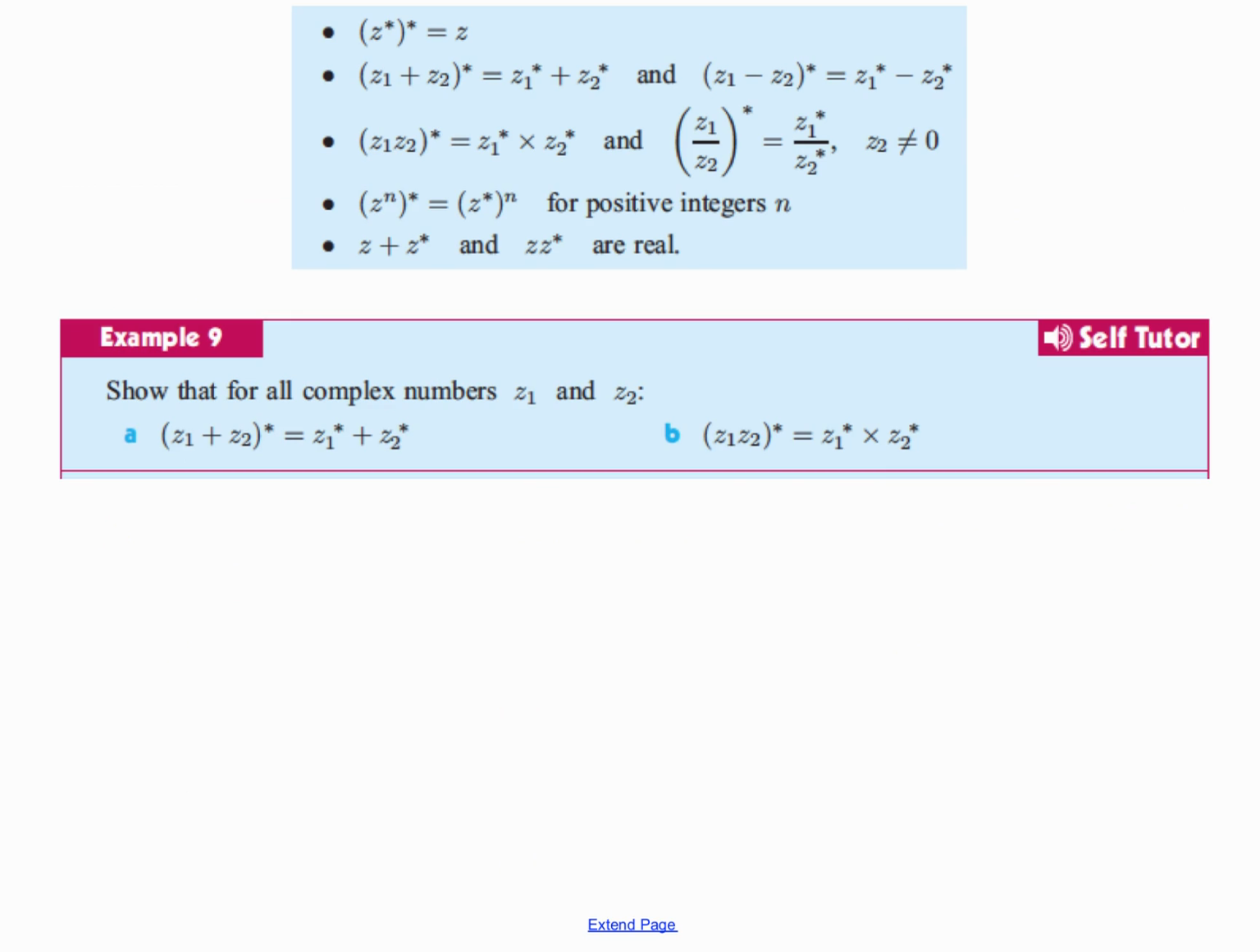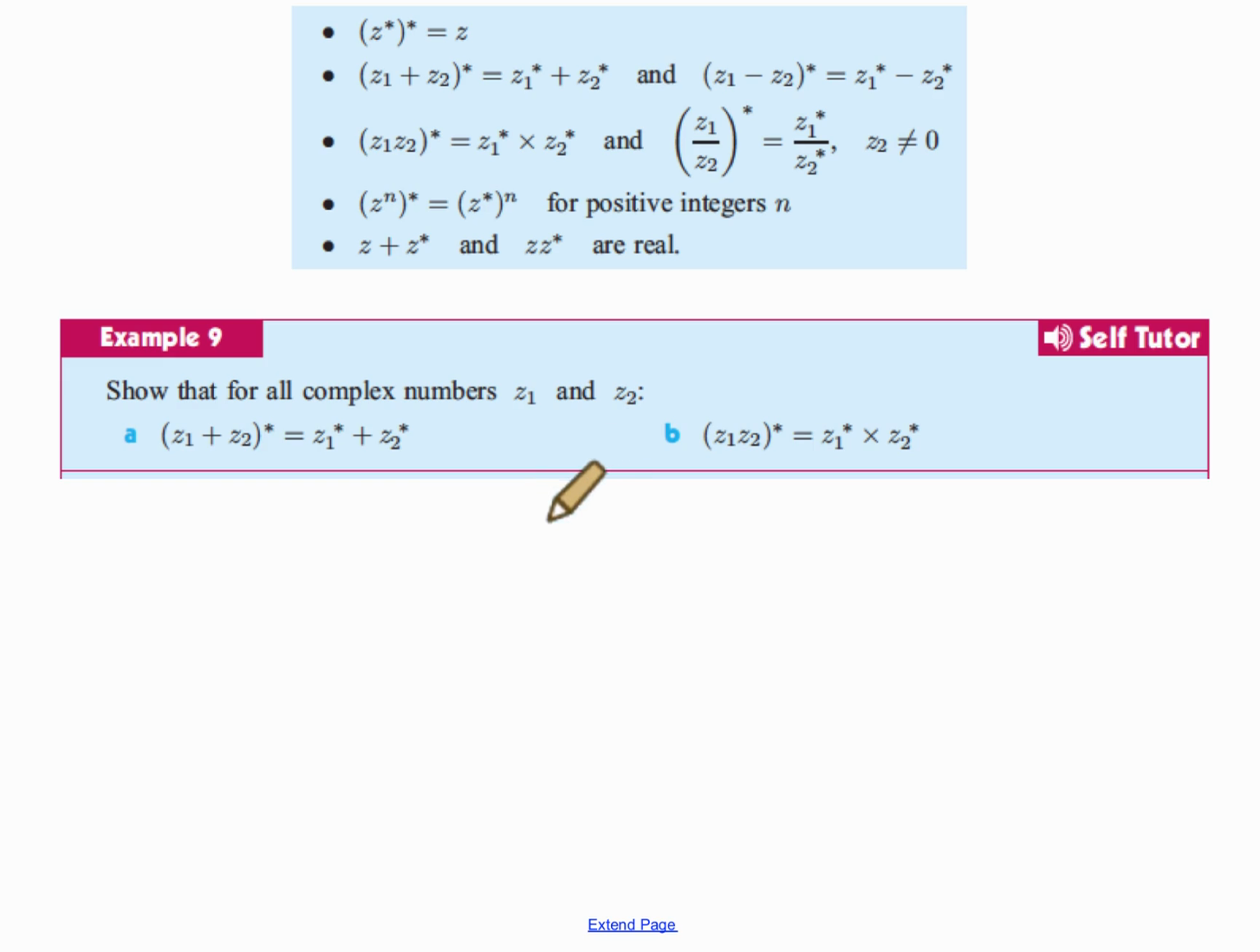Okay, so last example. Show that for all, well, let me go back up here. So in class, we'll talk about this, but we'll do a little bit of investigation, and we'll find out all of these relationships between a complex number z and its conjugate. So, for example, z star star is equal to z, and all these, I'm not going to go through all of them, but they're all there.